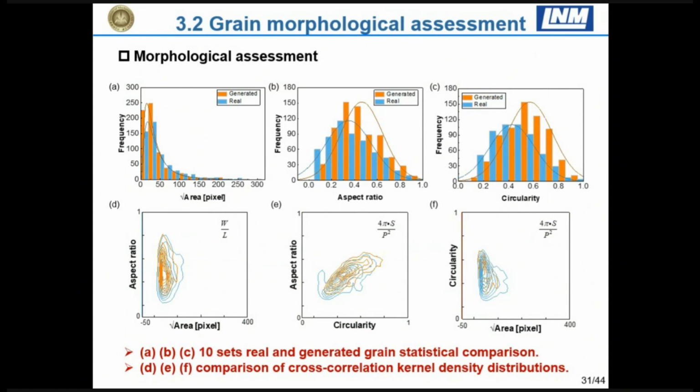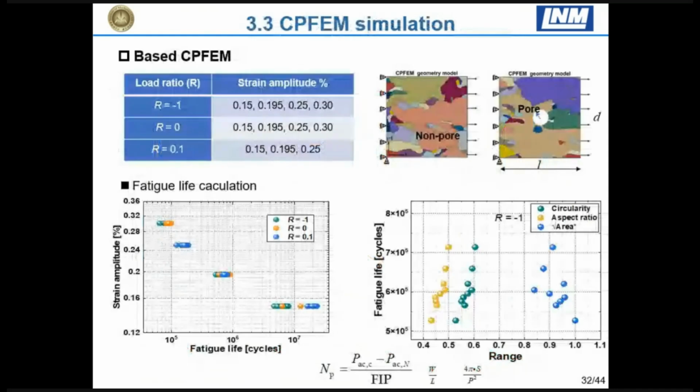But if we plot the density distribution of the two parameters here, I would say they agree quite well between these two microstructures. So this proves that the method we use to generate the digital microstructure is good. We can rely on this method for crystal plasticity analysis.